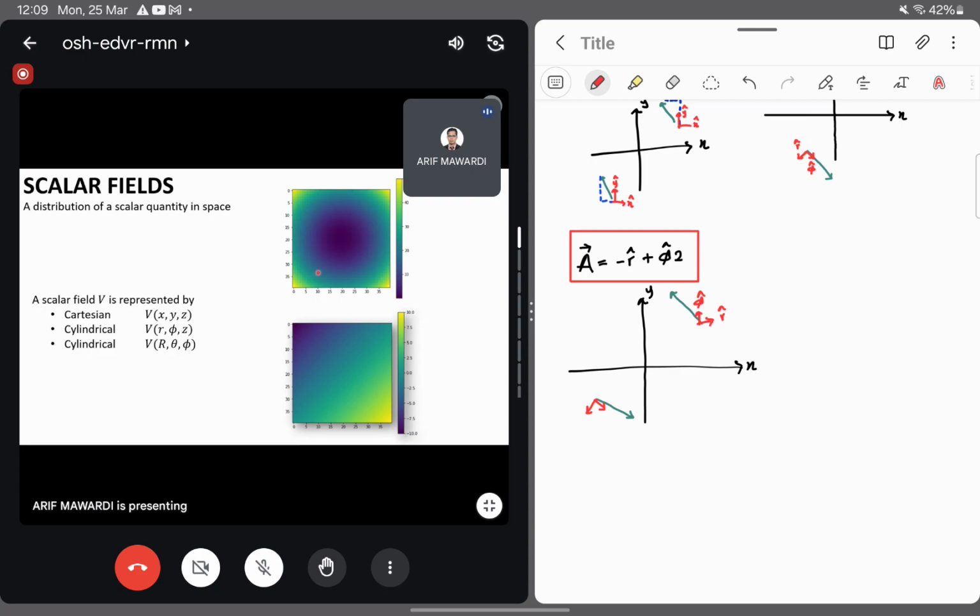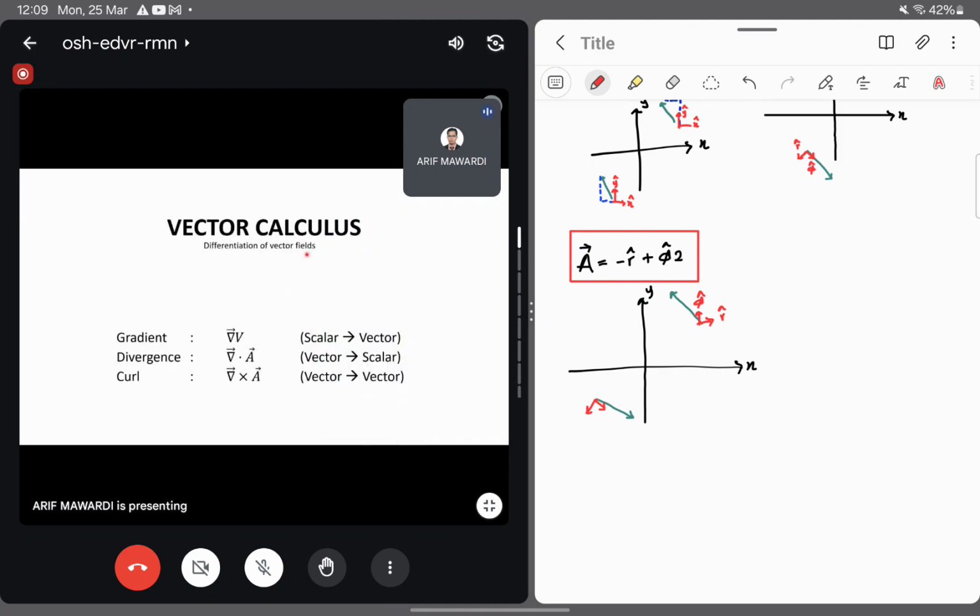So we need both a scalar field and a vector field. A vector field is a distribution of a vector quantity, and a scalar field is a distribution of a scalar quantity. Let me remind you what a scalar is. A scalar is a quantity that has no direction. It only has a magnitude.